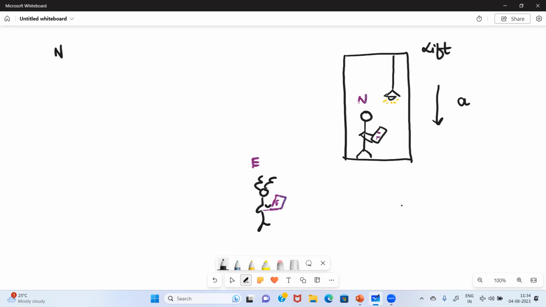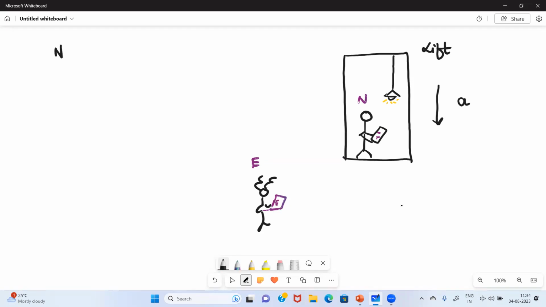According to Mr. N, who is inside the lift, when he writes the equation, he is also inside the lift, right? The lift is moving. But according to him, is that bulb moving? No, right? Relatively, it is at rest.